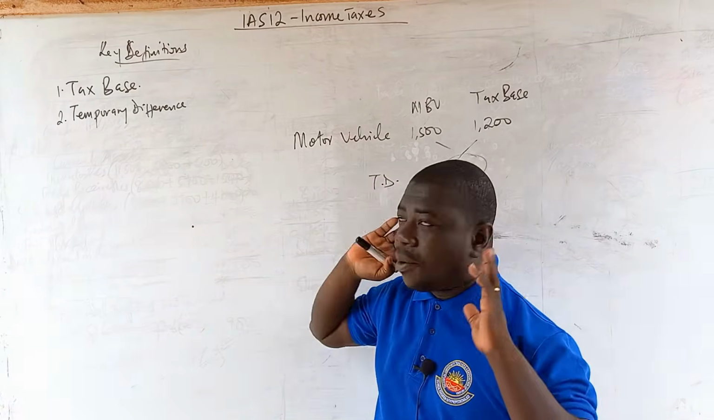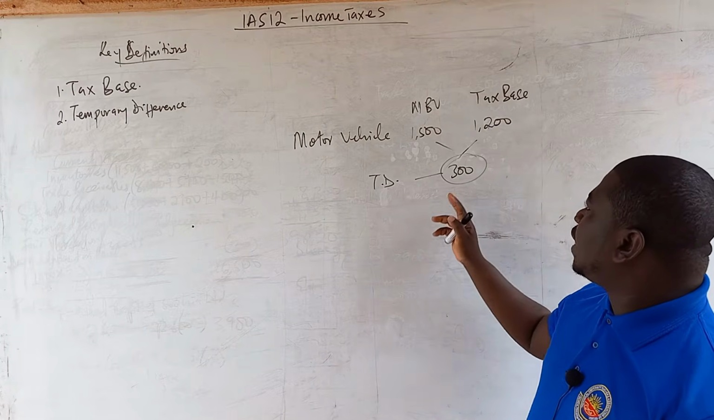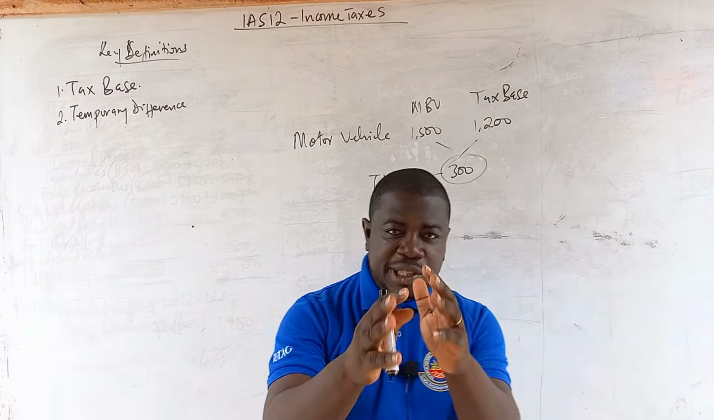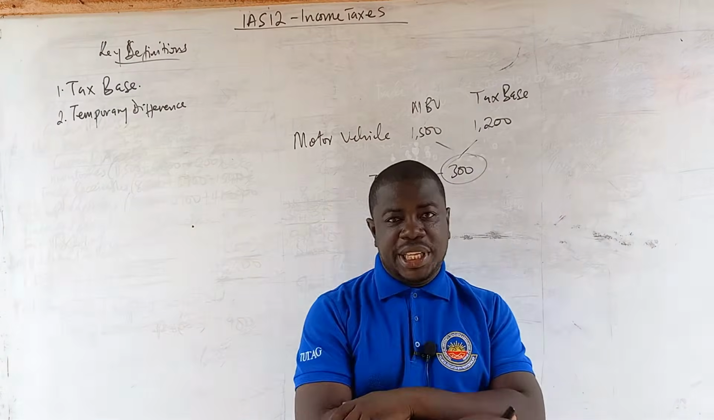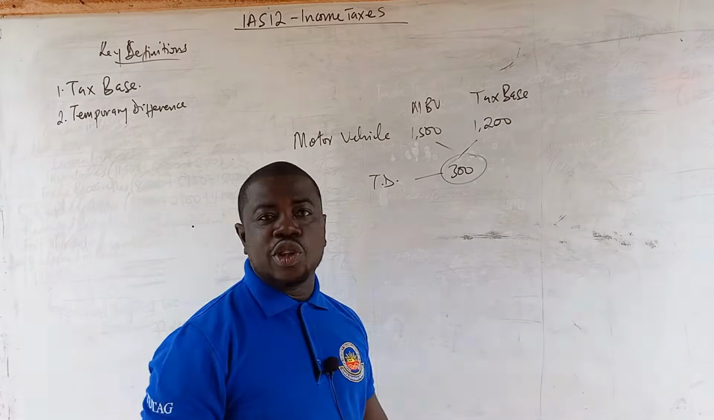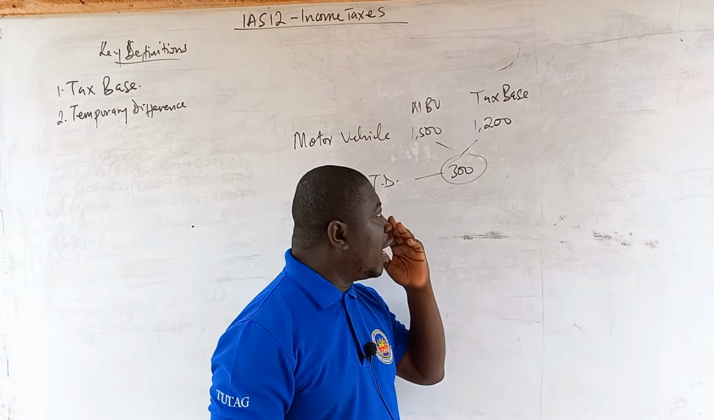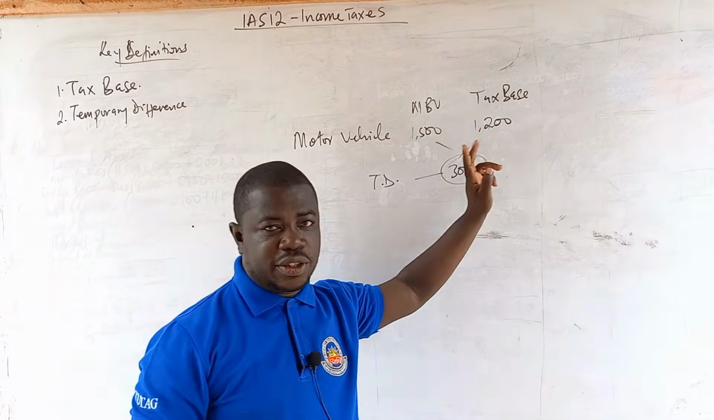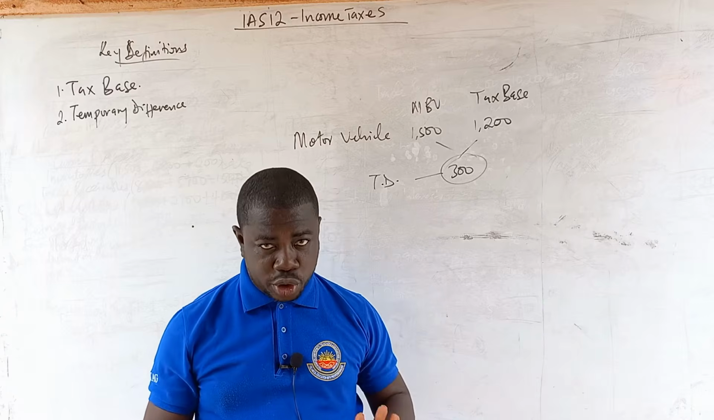So when you hear the word temporary difference, the temporary difference of an asset or liability is the difference between its carrying amount and its tax base. And the tax base, we know, is the value that has been assigned by the revenue authorities for the purpose of estimating tax. So that is a temporary difference. And it is this temporary difference that is going to give birth to deferred taxes. Okay, so we are going to go into deferred taxes. But for now, we know that the difference between the carrying amount or the net book value and the tax base of an asset or liability is called a temporary difference. That is what you should understand.